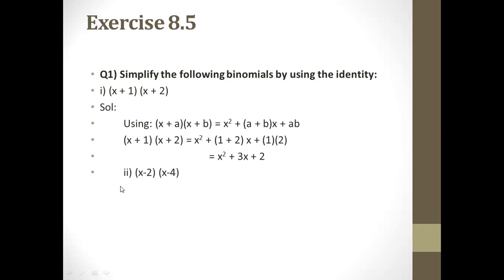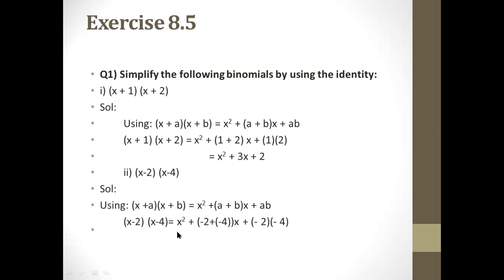Now come to the second part. Very easy. x minus 2, x minus 4. Again the same formula. x multiply x, x square, plus what we will add, minus 2 added with minus 4 into x, and then minus 2 multiply with minus 4. Look, we use this formula: x square, minus 2 plus minus 4 with the variable x, and then multiply the second terms of both brackets, minus 2 multiply with minus 4.